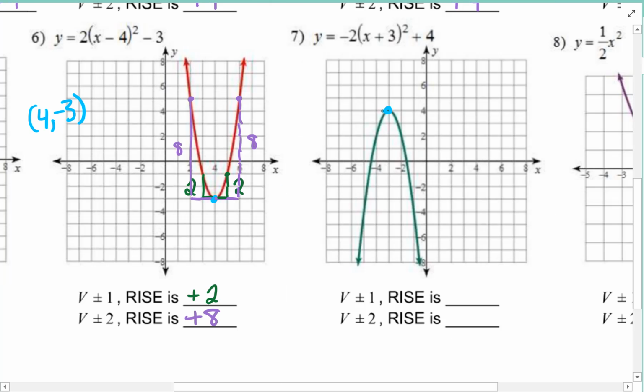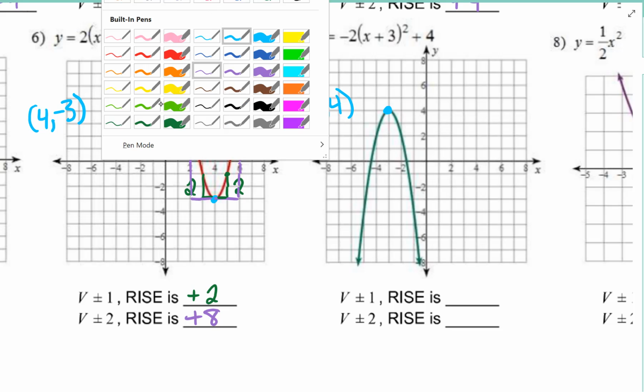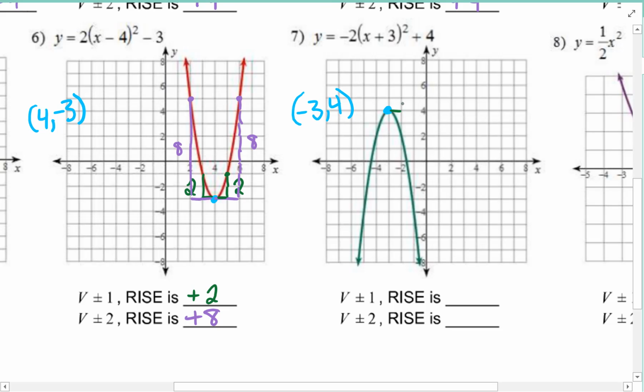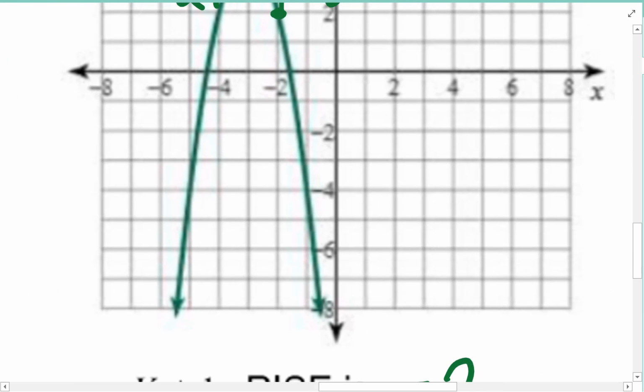Our vertex here is (-3, 4). The rise 1 unit from the vertex is -2. 1 unit away from the vertex, we rise -2 units. Now 2 units from the vertex, let's zoom in to get that intersection point.